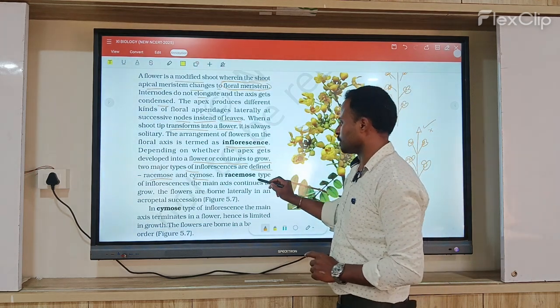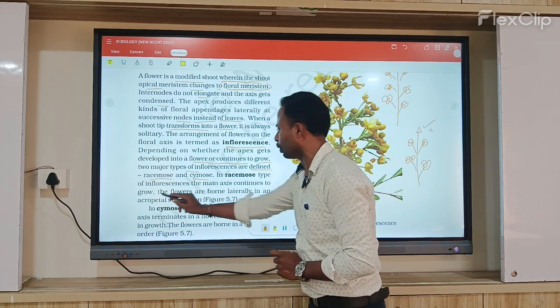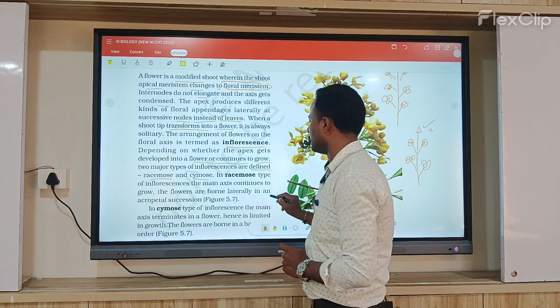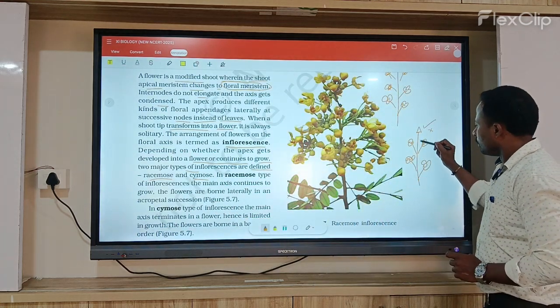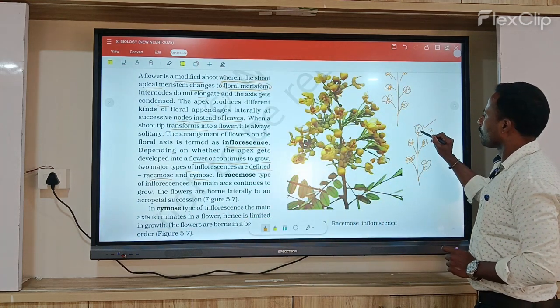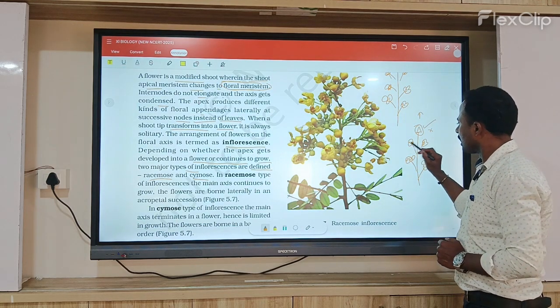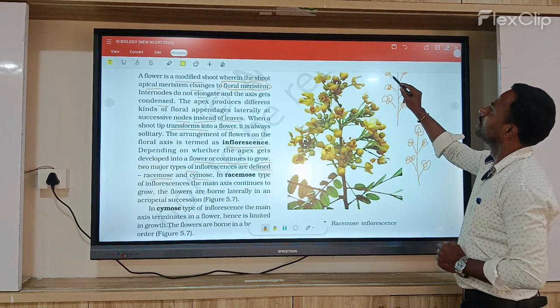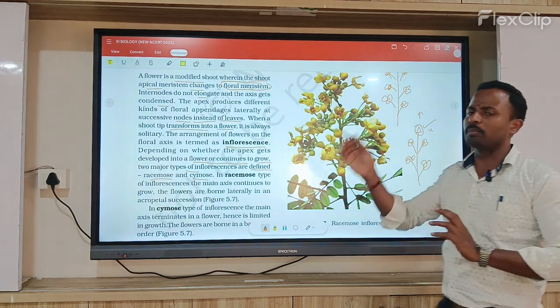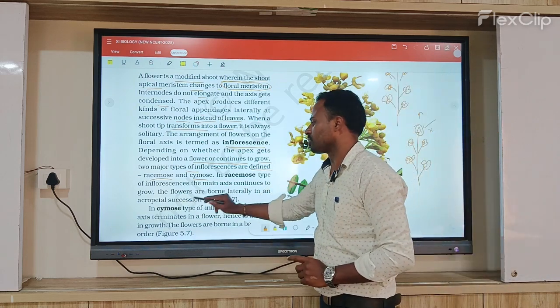The first one is the racemose type of inflorescence. The main axis continues to grow. The flowers are borne laterally in acropetal succession. Here the entire floral axis grows continuously, and the flowers are arranged in an acropetal manner, meaning larger flowers are on the basal side and they become smaller toward the terminal. That arrangement is called acropetal succession.